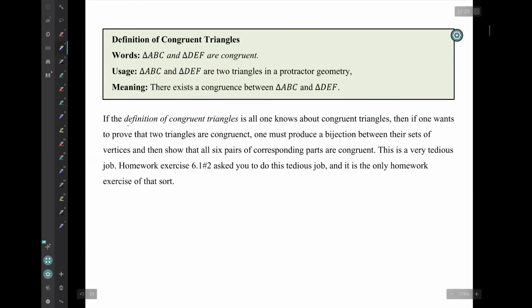If the definition of congruent triangles is all you know about congruent triangles, then if you want to prove that 2 triangles are congruent, you would have to produce a bijection, that is, produce a function between their sets of vertices, and then show that all 6 pairs of corresponding parts are congruent. This is a very tedious job. Homework exercise 6.1 number 2 asks you to do this tedious job, and it's the only homework exercise of that sort.